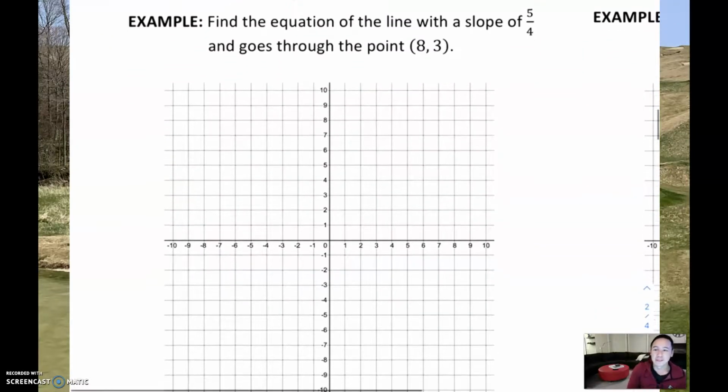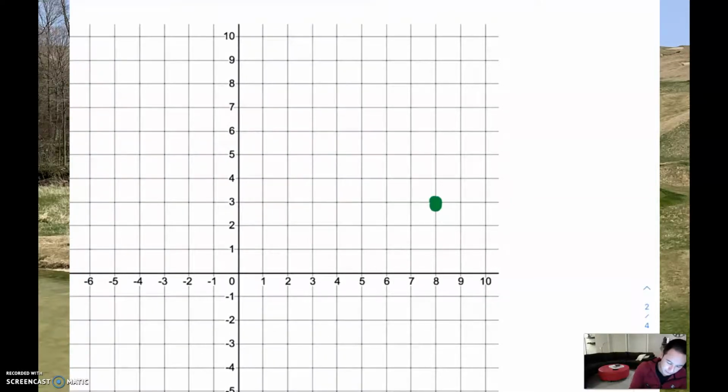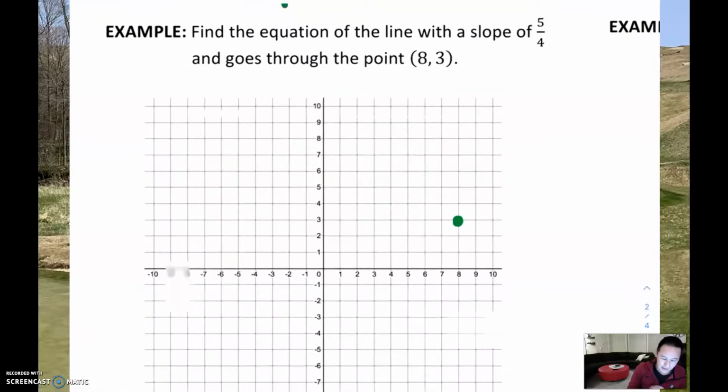Find the equation of a line with a slope of 5/4 and goes through the point 8, 3. So we're going to have this point 8, 3. And now it has a slope of 5/4. So we know that it's going to go up 5 and over 4. So if we go up 5, 1, 2, 3, 4, 5, it'd be up here, and then over 4, 1, 2, 3, 4. That would be way up here, but that's going the wrong way. If I'm trying to find the y-intercept, I have to go back that way to find the y-intercept. So going up 5/4 continuously, that's not going to help me very much.